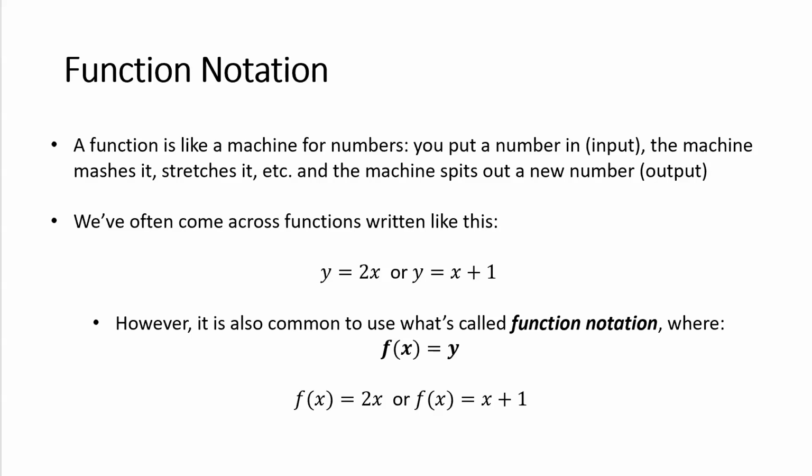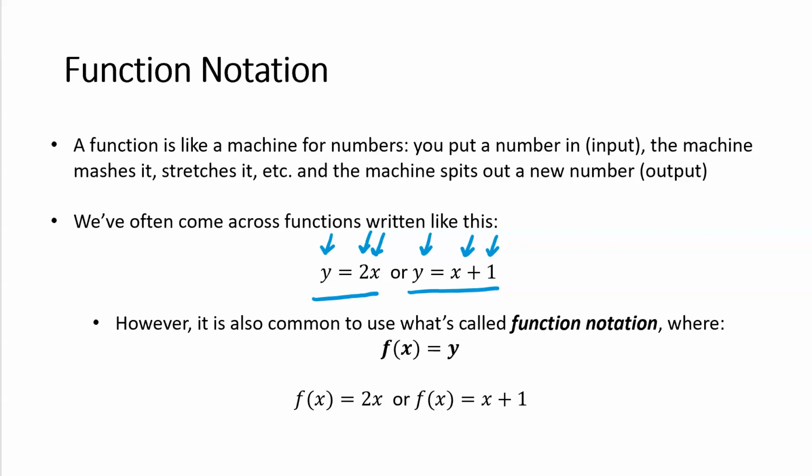In this lesson, we'll be looking at function notation. Now we know a function is like a machine for numbers. You put in a number, the machine does stuff to that number, and the machine then spits out a new number. Often we've come across functions written like this: y equals 2x or y equals x plus 1. So really you're saying you take an input x, you multiply it by 2, and you'll get your output y. Or you take your input x, you add 1 to it, that gives you your output y.